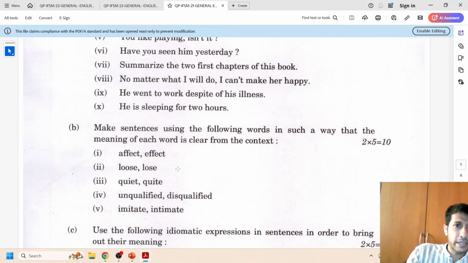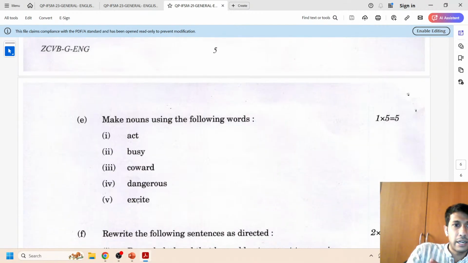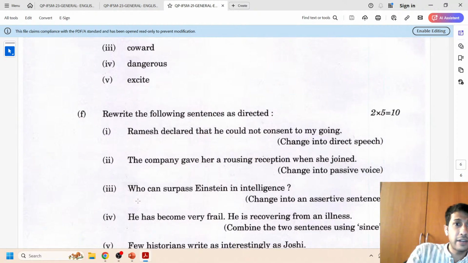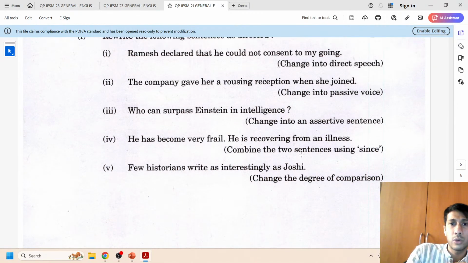Like affect, lose, quiet, quite, unqualified, disqualified, imitate, intimate. So you have to make the sentences. That is also there. But idioms are also there here. And adjectives and nouns. But here they have added one more. Rewrite the following sentences as directed. Change into direct speech. Change into passive voice.